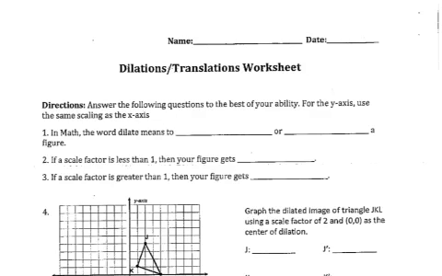But remember, a dilation is when you enlarge a figure, and that's when your scale factor is greater than 1, or when you shrink a figure, and that's when your scale factor would be between 0 and 1. When you do a dilation, you are always multiplying by your scale factor.